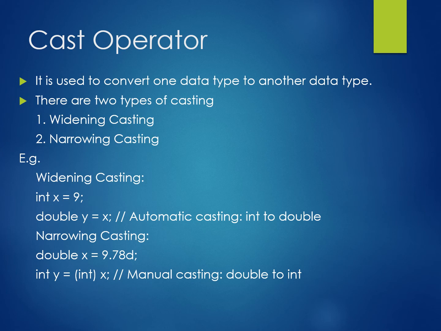For example, in widening casting, we want to convert int x equals 9 into double. So we write double y equals x. Automatically it will cast the int variable into a double variable. Whereas in narrowing casting, for example, if x is a double with value 9.78d, then we need to write int y equals (int) x. So we need to do it manually, coming from double to int.